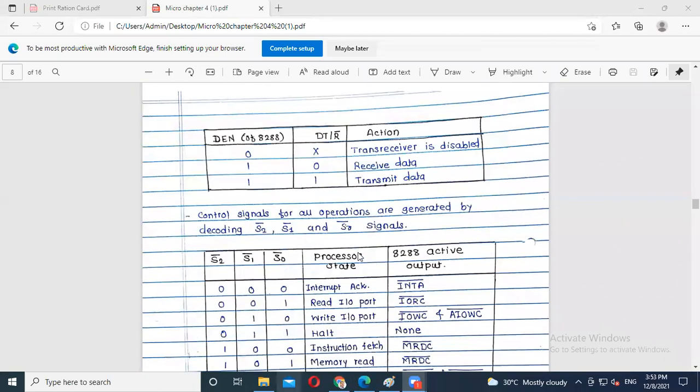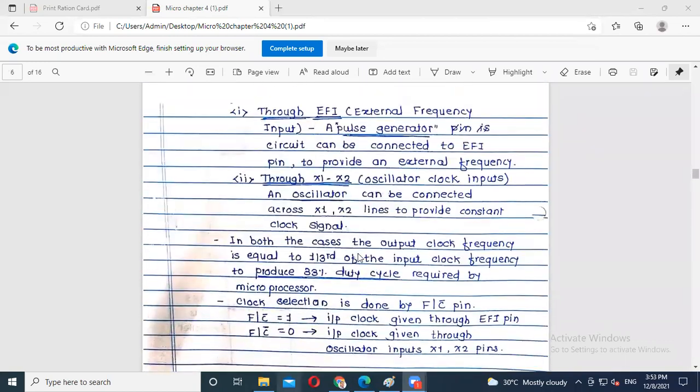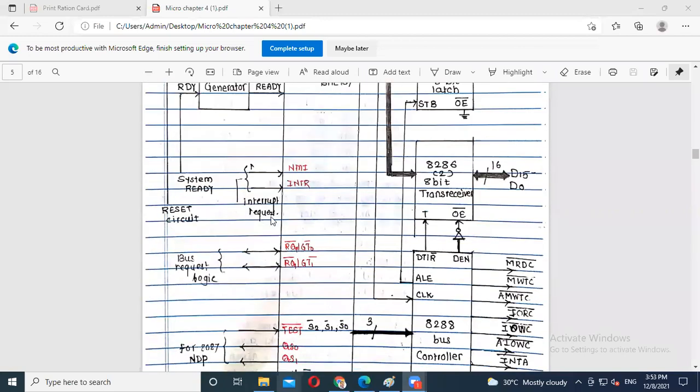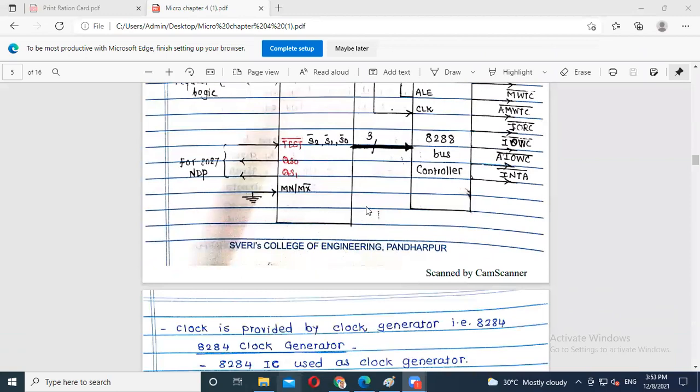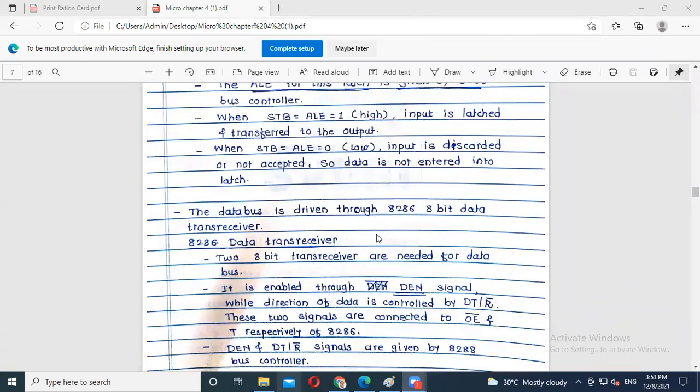So this is all about maximum mode configuration of bus architecture, all about maximum configuration of bus architecture.